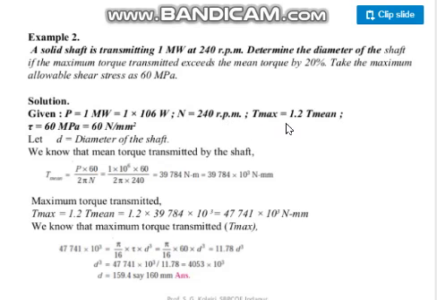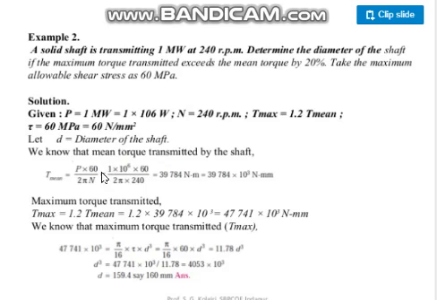T maximum is 1.2 times T mean. 20% more means what? 100% is 100, 20% is 0.2. So that's why 0.2 more, that is 1.2 times of mean. Okay, and tau is given as 60 MPa. See, MPa and Newton per millimeter square are the same. 1 MPa is 1 Newton per millimeter square. Therefore, 60 MPa, we can write it as 60 Newton per millimeter square.